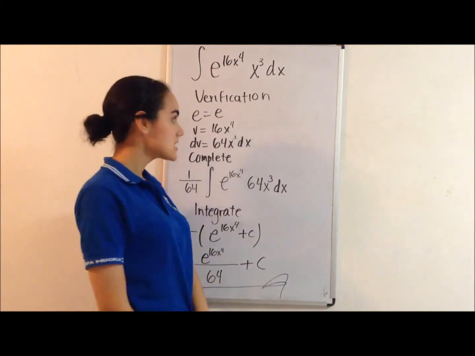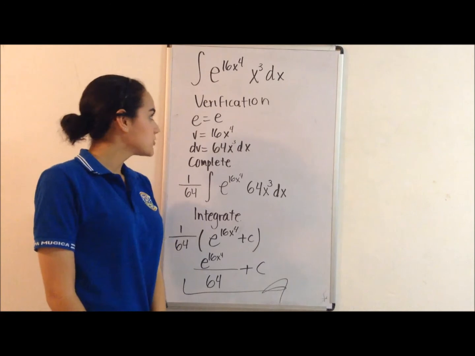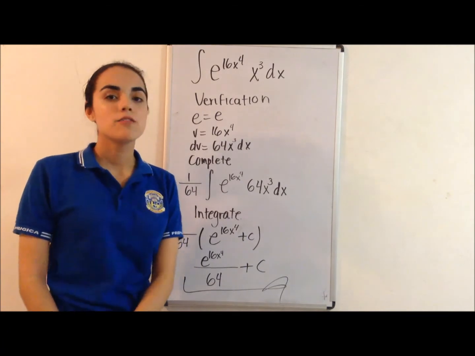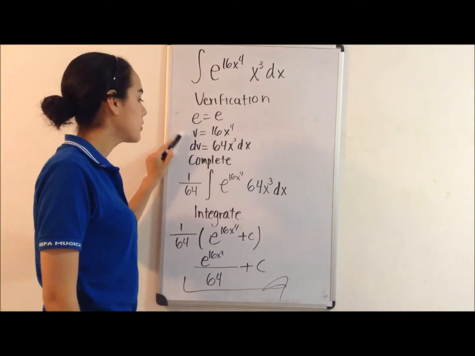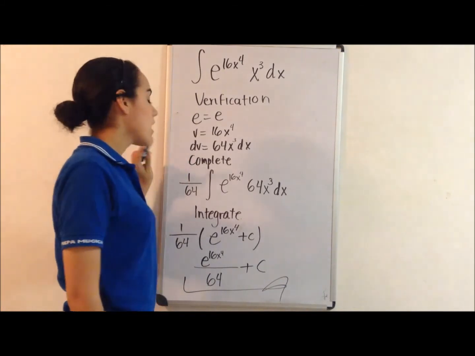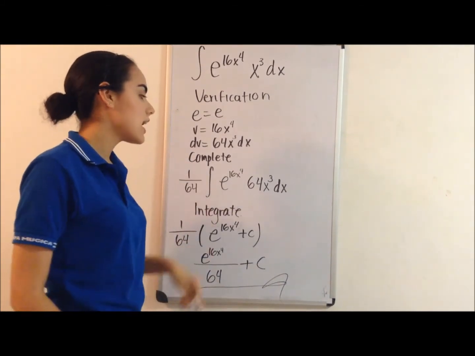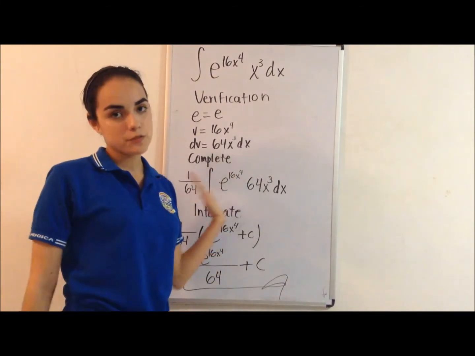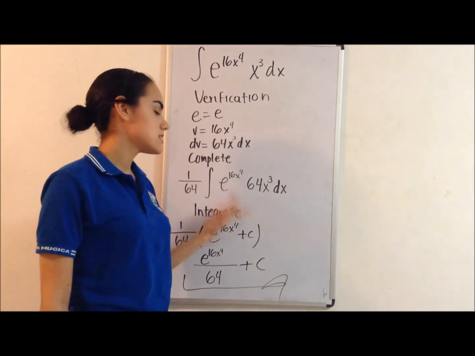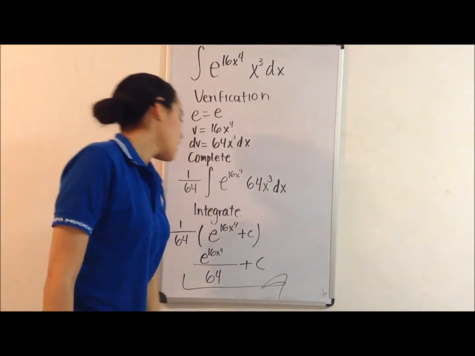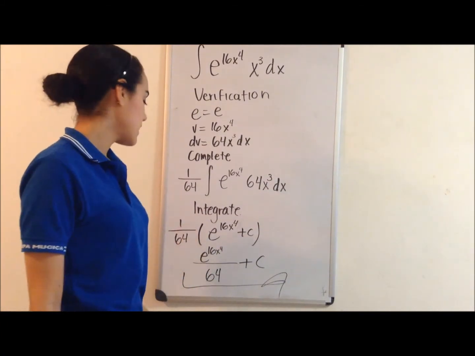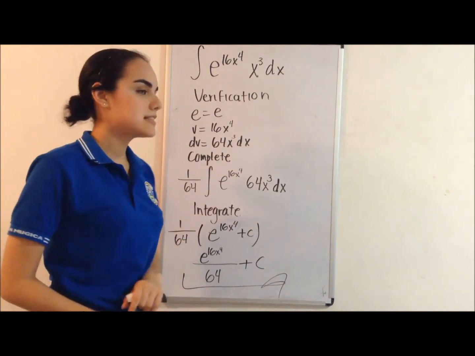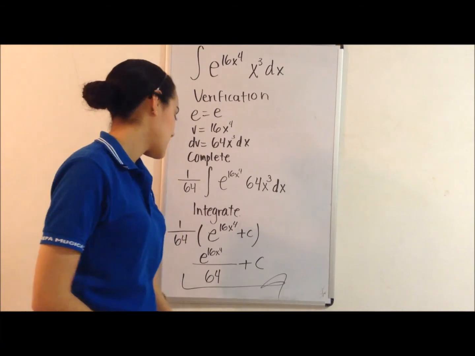This is example number 1. Integral of e to the 16x to the 4 times x to the third differential x. First, we're going to check the letter e, the variable, and the differential of the variable. After we are going to complete, I only add the number 64 to the integral, and I put before the integral sign the reciprocal of 64. Then I integrate and multiply 1 divided by 64 for e to the 16x to the 4 plus c. And this is the result.